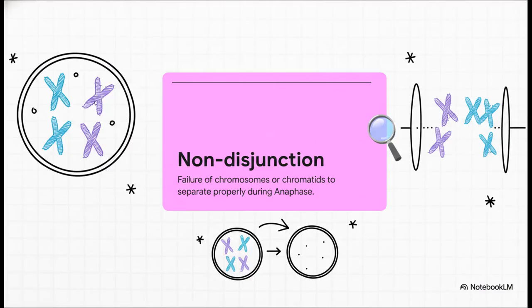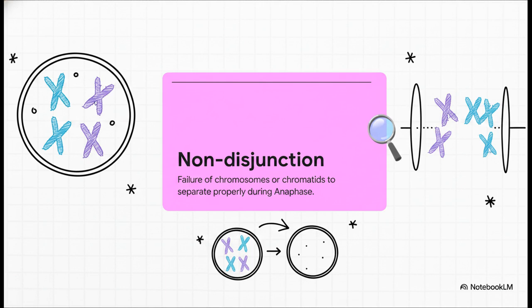We've spent all this time looking at the delicate, perfect machinery of meiosis. But what happens when it breaks? This is a highly testable concept. The biological root cause of these chromosomal abnormalities basically boils down to one word: non-disjunction. Let's define this super clearly. Non-disjunction is the failure of homologous chromosomes or sister chromatids to separate properly during anaphase 1 or anaphase 2.